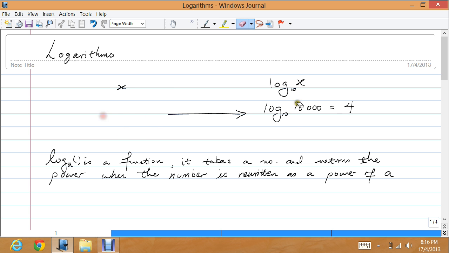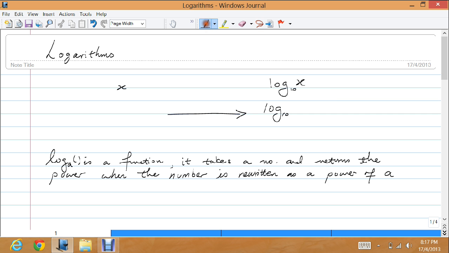Things become a little bit difficult if, let's say, x cannot be re-expressed as a power of the base easily. For example, let x be 25, and hence log base 10 of 25 will not be a whole number. Of course, you can use your calculator to compute base 10.